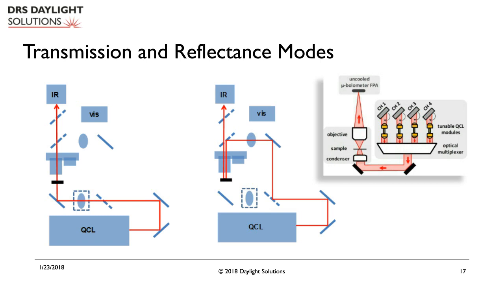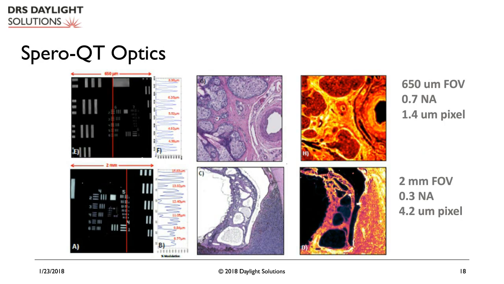Another level of flexibility is our optics. The Spero currently offers 3 different objective lenses. The 12x lens with a 0.65 millimeter field of view, the low mag 4x lens with a 2 millimeter field of view, and a visual objective with an integrated LED light. In this slide, we see the Air Force resolution target showing our spatial resolution on the left. In the middle, we have a comparable H&E field of view image, and then on the right, a single frequency IR image for each lens as a comparison.